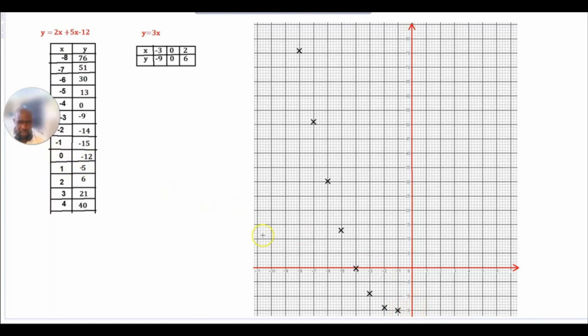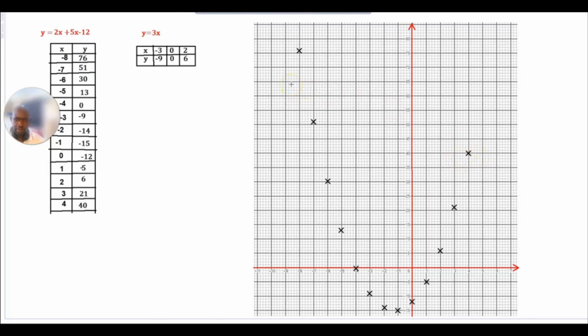When x is 0, y is minus 12. That's the point. When x is 1, y is minus 5. When x is 2, y is 6. When x is 3, y is 21. So that's the point. When x is 4, y is 40. So that's the point that we have.